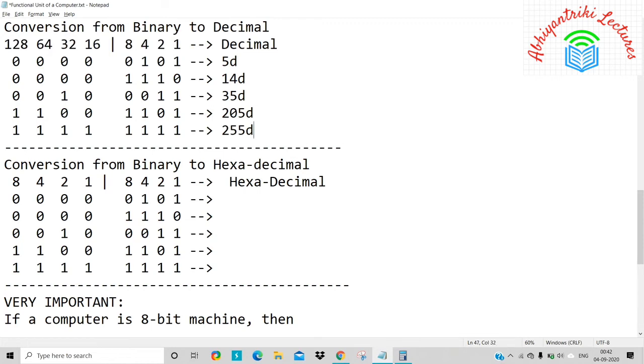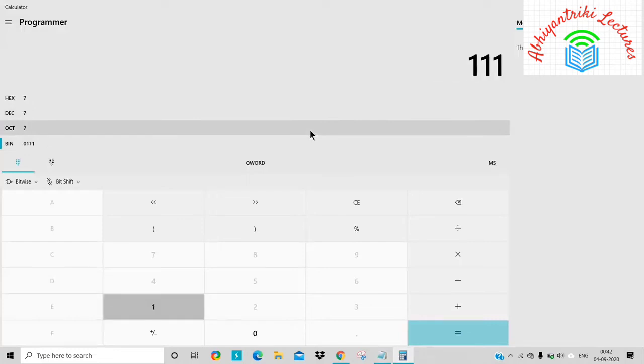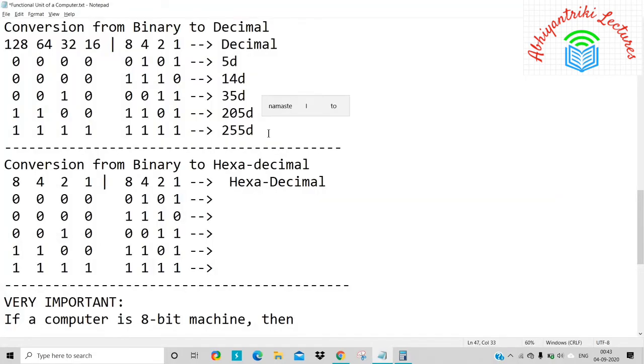Let me try this. Here I'll take binary 1111 1111. You can see the space in between these two. What is the decimal equivalent? 255. On the left side you can see the answer, 255. And hexadecimal is FFH. How do you write this in hexadecimal? This is F, right? And this 1111 is again F. So FFH. H stands for hexadecimal number.